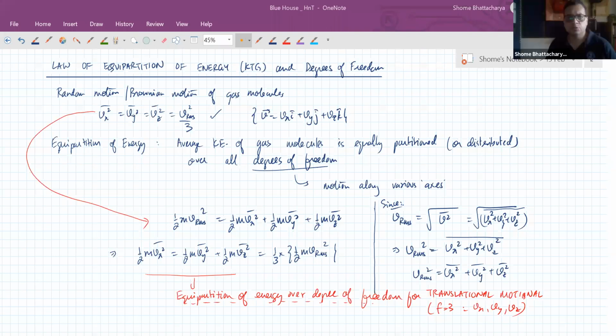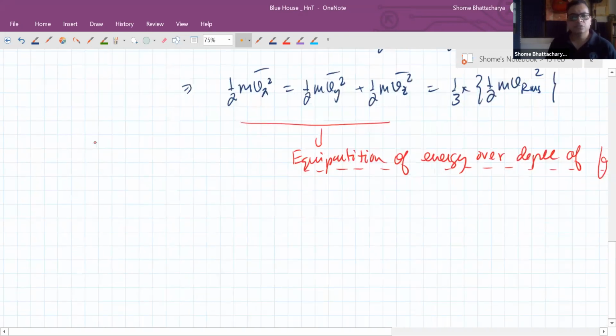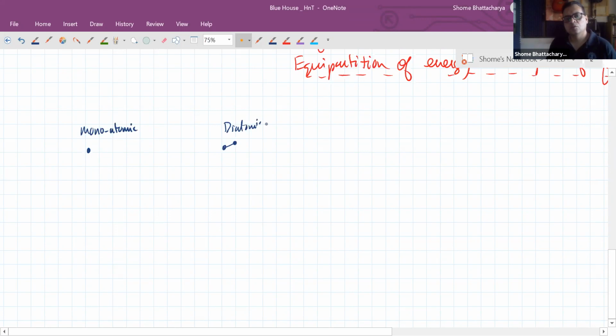Okay, so let's understand this concept once more. Let's understand what is meant by this. Whether you have a monoatomic molecule, or a diatomic molecule which basically looks like a dumbbell, or any kind of odd shape, or a polyatomic molecule.